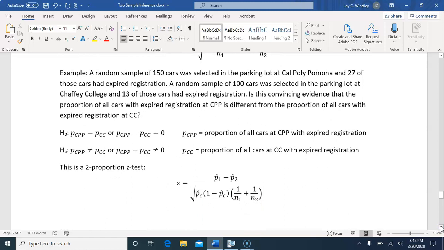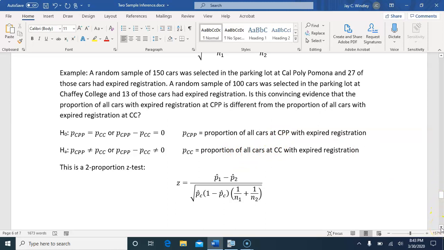I've got a random sample of 150 cars from the parking lot at Cal Poly Pomona, and 27 of those cars had expired registration. Then I have a different random sample of 100 cars selected from the parking lot at Chaffey College, and 13 of those cars have expired registration. Is this convincing evidence that the proportion of all cars with expired registration at Cal Poly Pomona is different from the proportion of all cars with expired registration at Chaffey College? So p subscript CPP, is that equal to p subscript CC, or are they not equal? Proportion of all cars at Cal Poly Pomona with expired registration, proportion of all cars at Chaffey College with expired registration.